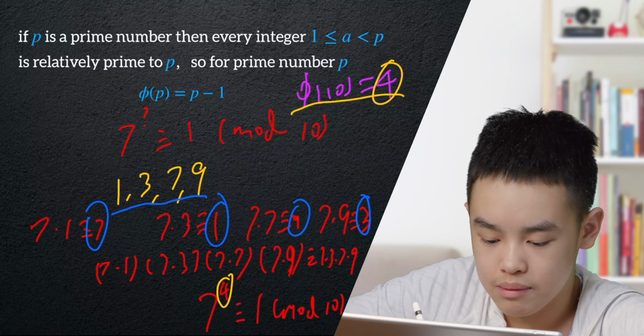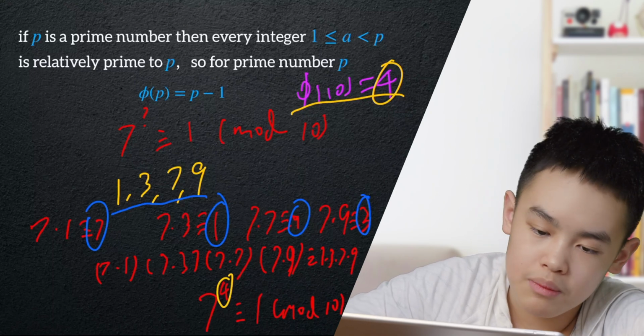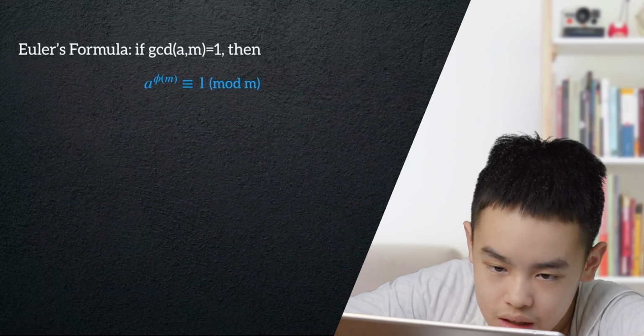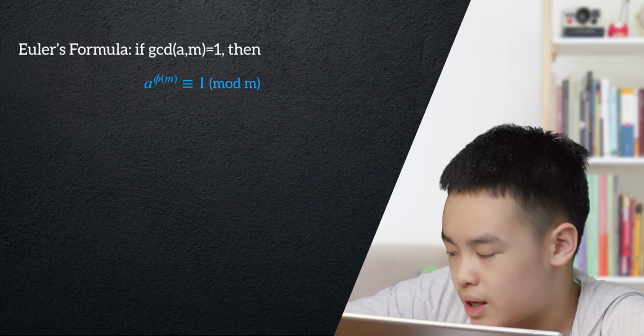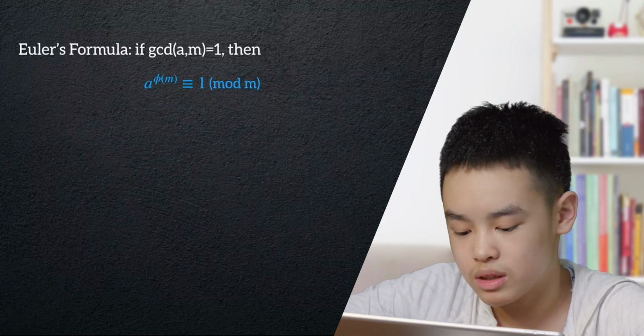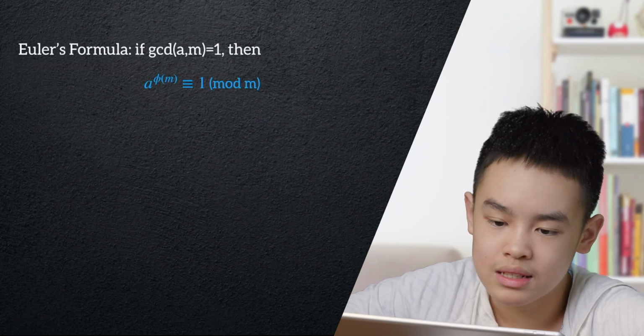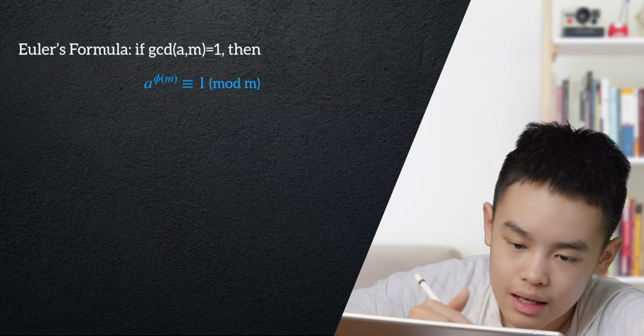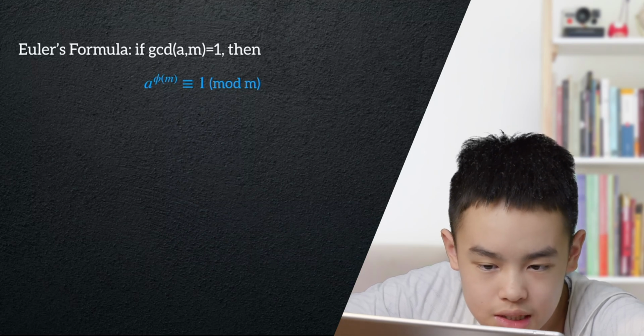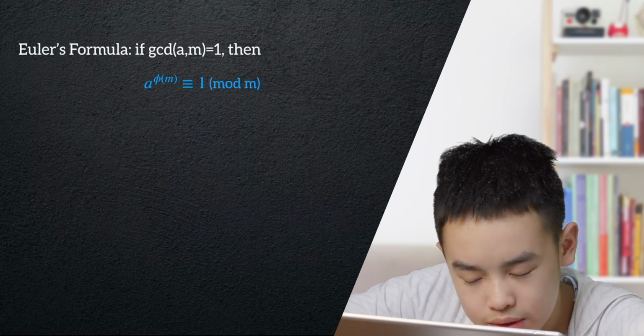So Euler came up with his formula, which was like this. If a and m are relatively prime, we can't cancel that fact, then a to the phi of m power is congruent to 1 modulo m.